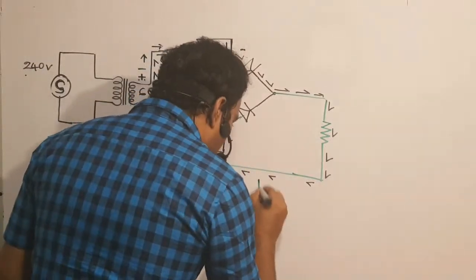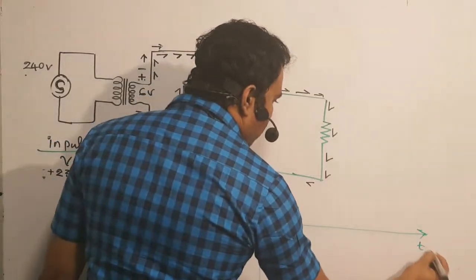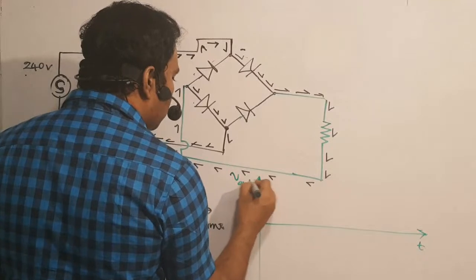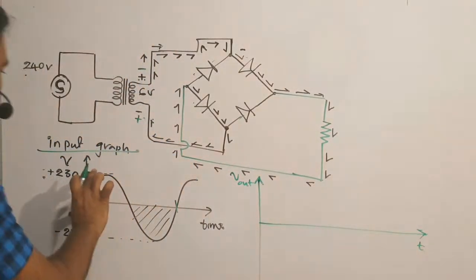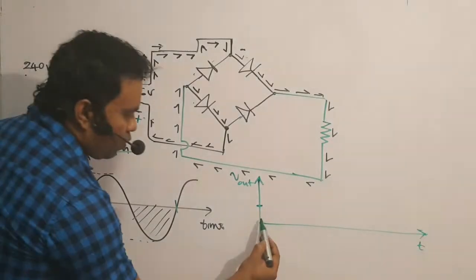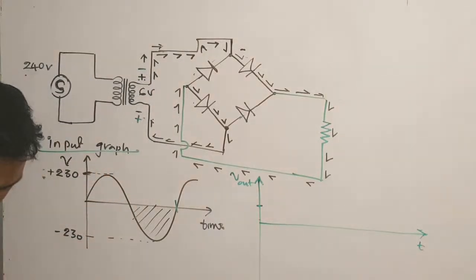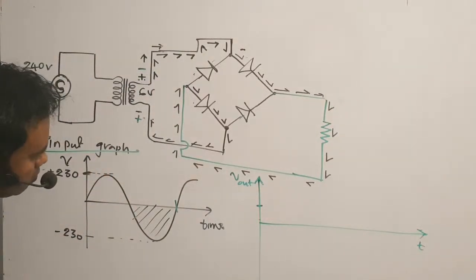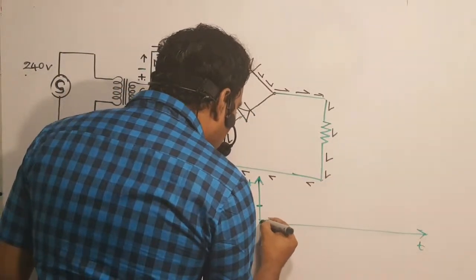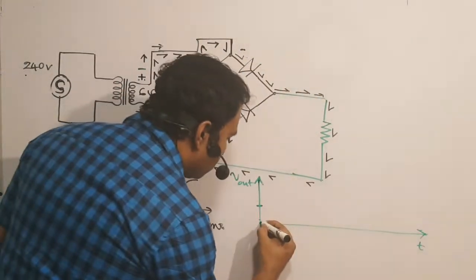Look at this output circuit, time, and V out means voltage output. It is not 230 volts, it's less than that. As I said earlier, it is 6 volts, and you can see it drawn here. So I'll draw this here. Now the positive half is okay.